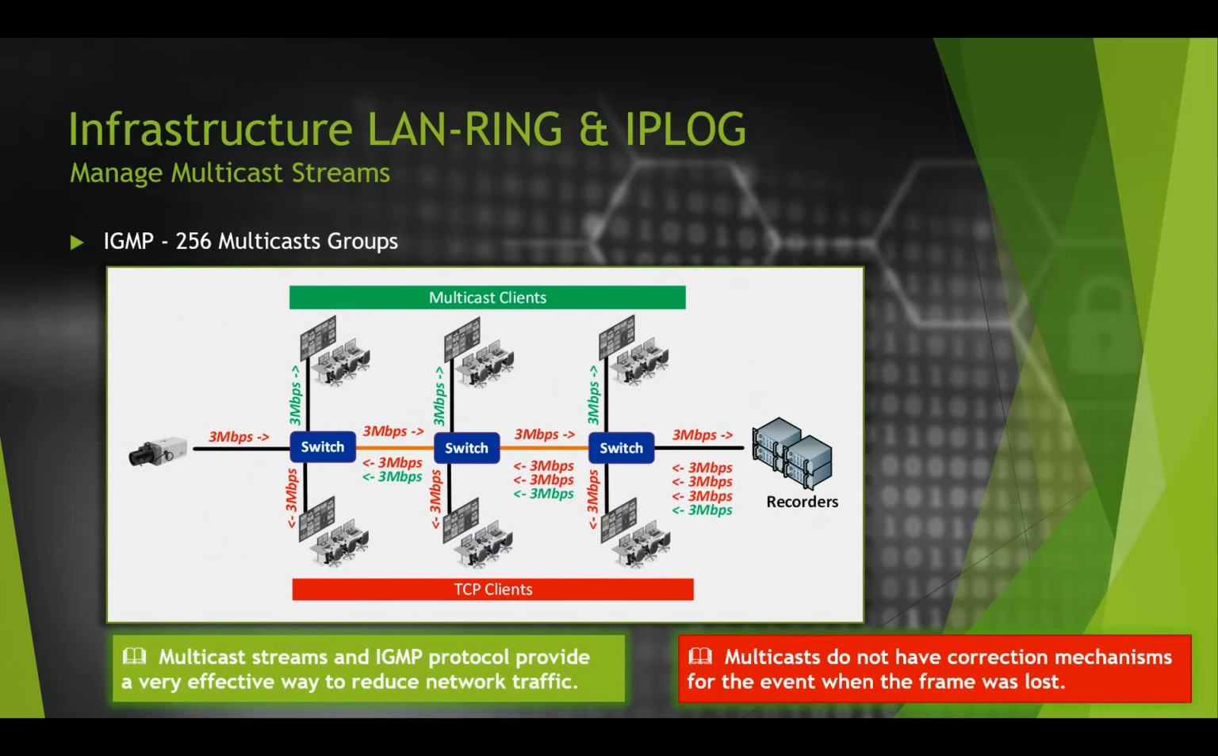Multicasts only make sense to use in systems where multiple clients need to watch a single stream at the same time. In this case, IGMP group support is enabled on the switches. A new client requesting to display an already existing stream does not create a completely new connection. The switch just forks the stream to another Ethernet port.